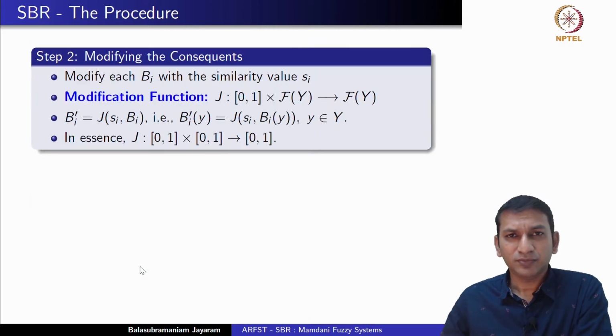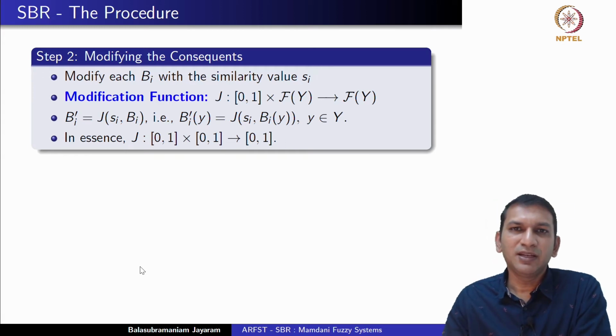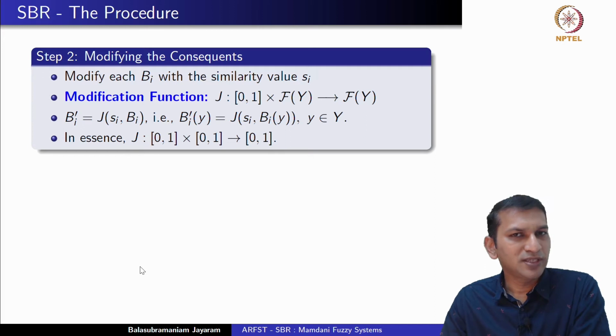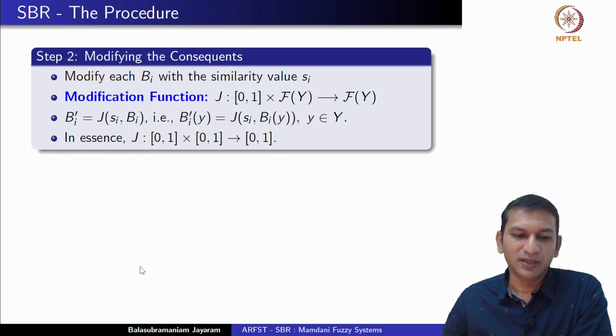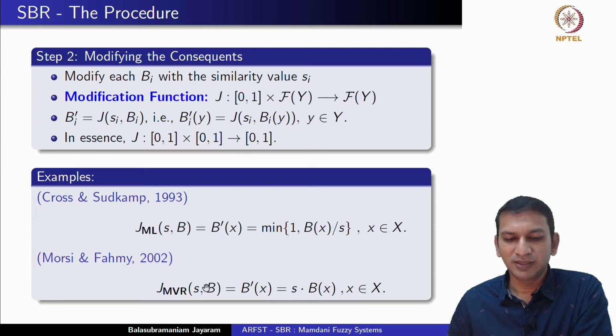The next step is to modify, using this similarity value of the corresponding rule, the consequent of the corresponding rule. So S1 is the similarity value between A dash and A1. We use this S1 to modify B1 to get a B1 dash. Similarly, A dash and Ai give a similarity value of Si using a matching function. Use this Si to modify Bi to get a Bi dash. These are some of the matching functions that we have seen. In fact, we have seen that these are essentially fuzzy logic connectives. So what you see here, this is a T-norm and this we know is the Gaussian implication.